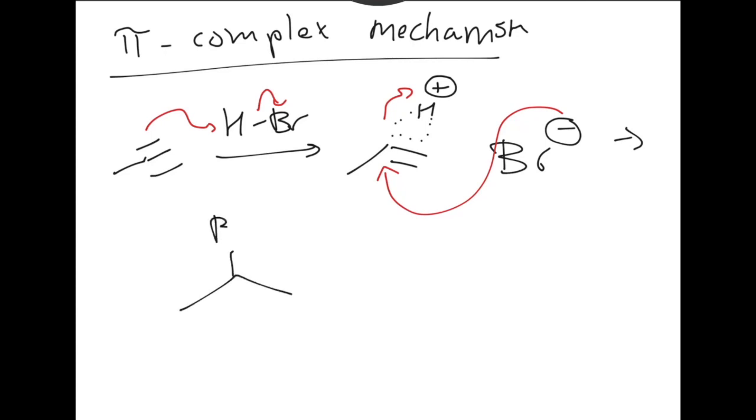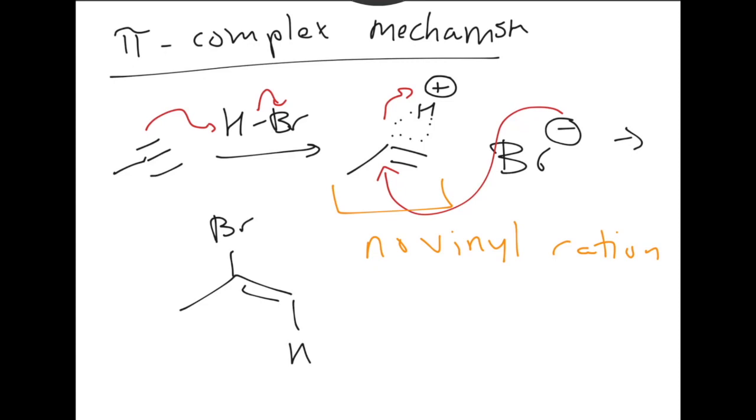And what ends up happening is your product. And this mechanism has two advantages. One, no vinyl carbocation, right? So we don't have to make that really high energy intermediate. Instead, we just have this hydrogen getting close to our pi bond and weakening it.